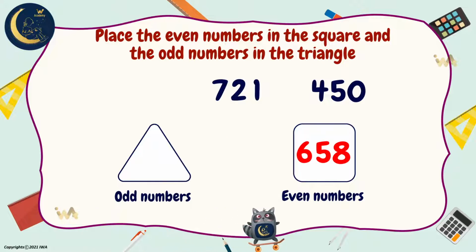Now let's look at the second number. It is 721. Is that an even number or an odd number? Correct. We will look at the ones place, which has a 1. Is that an even or odd number? Odd. Good job. So 721 is an odd number. Great work. So we will put it in the triangle.